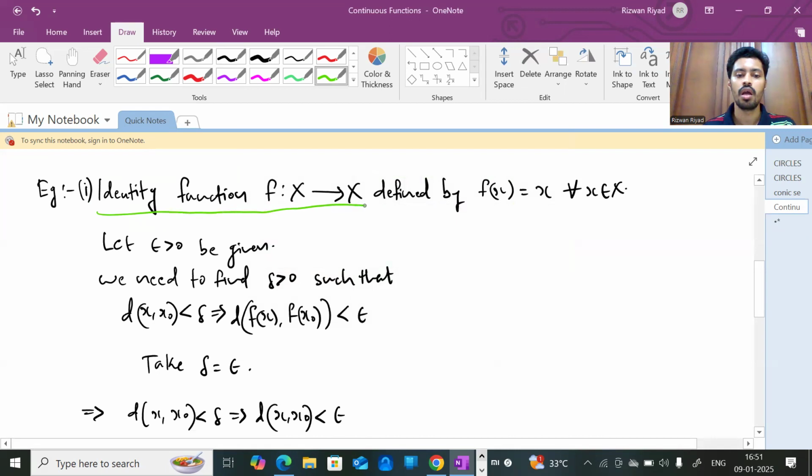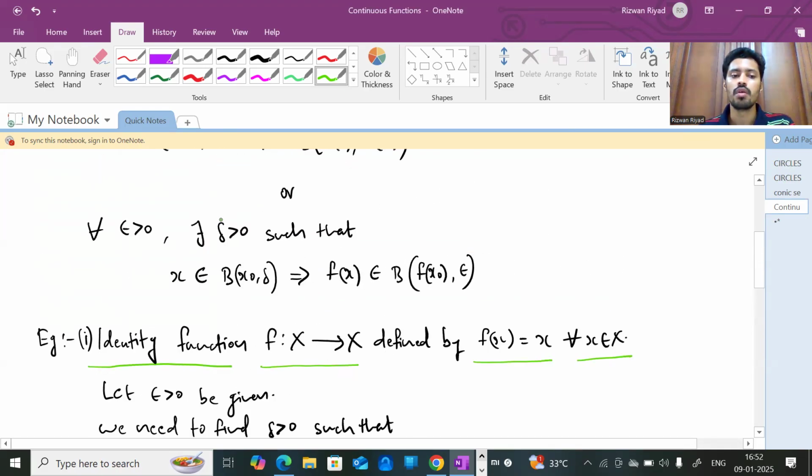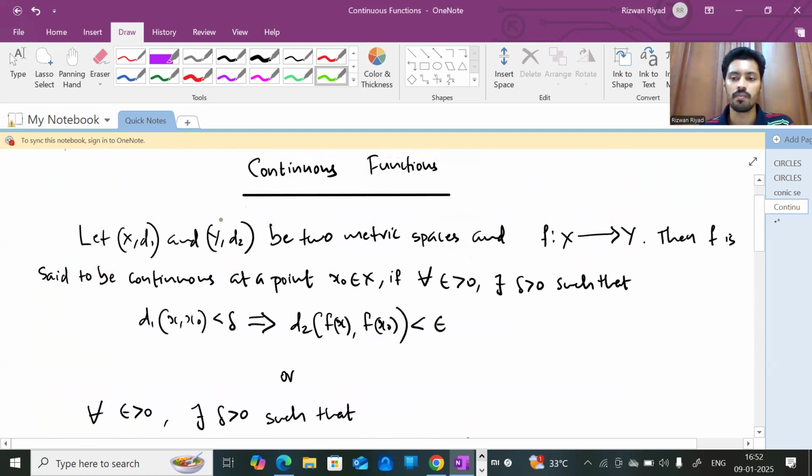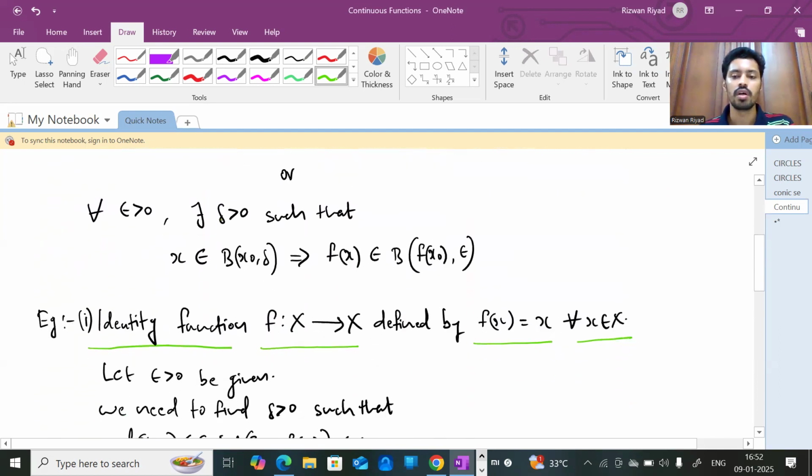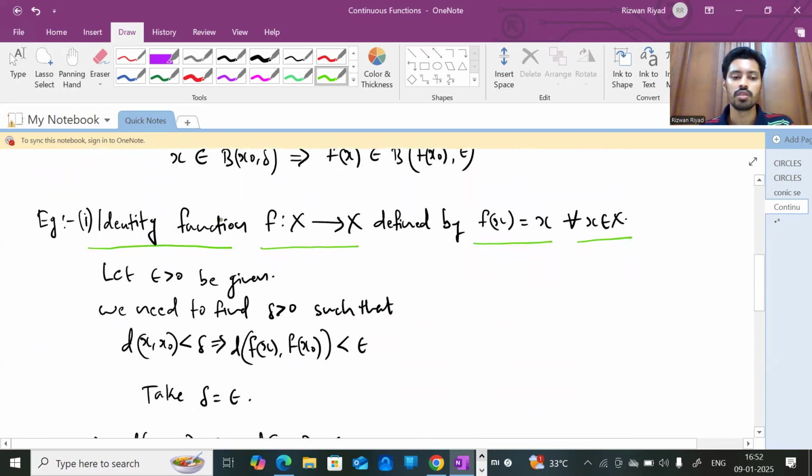Identity function. Suppose you have a function f from a metric space X to X itself, defined by f of x equal to x for all x belonging to X. This function is known as the identity function, because the value of the function is the value of x itself. This function is continuous. We will show that this function is continuous using the definition of continuous function that we have discussed here.